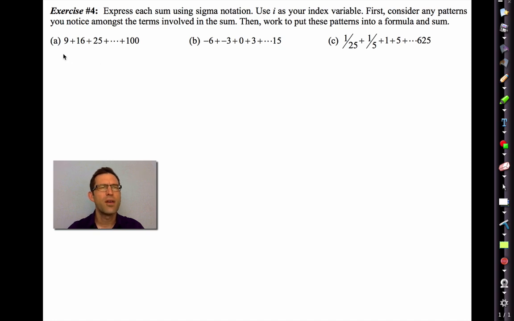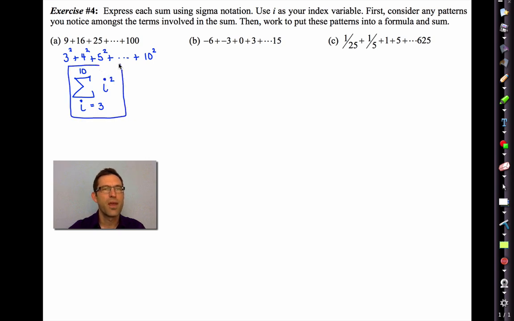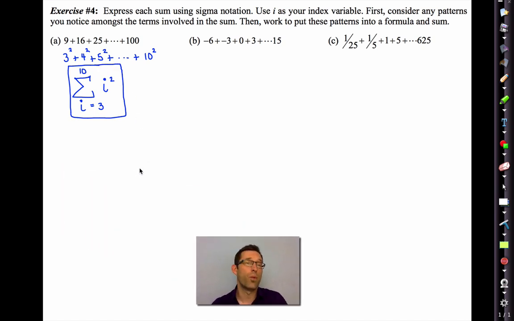All right, well, 9 is 3 squared. 16 is 4 squared. 25 is 5 squared. It looks like we are just adding the squares of the whole numbers, which is good. So I can start I at 3, I can end I at 10, and I can just do this. Now you might say, well, that seems like there's only one correct answer. But watch this. Watch me be tricky. Watch this. Let's say I did this.